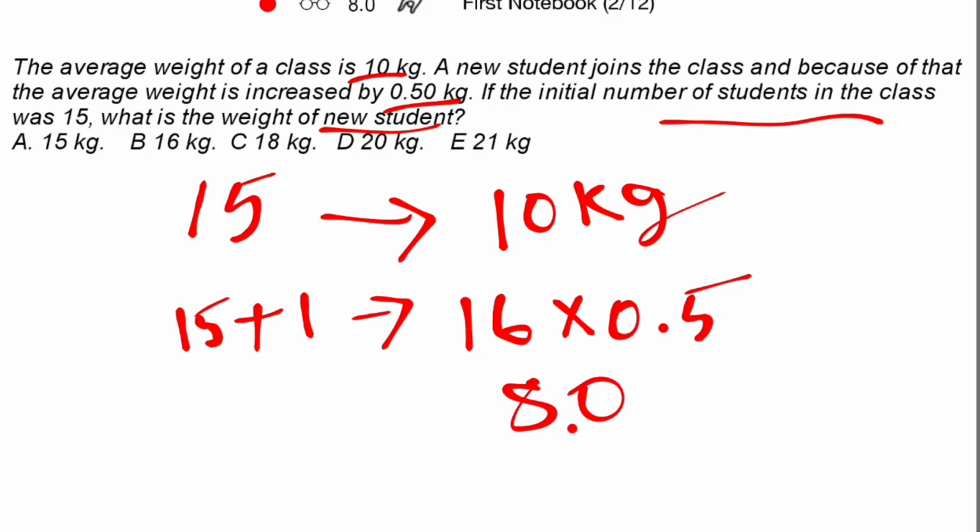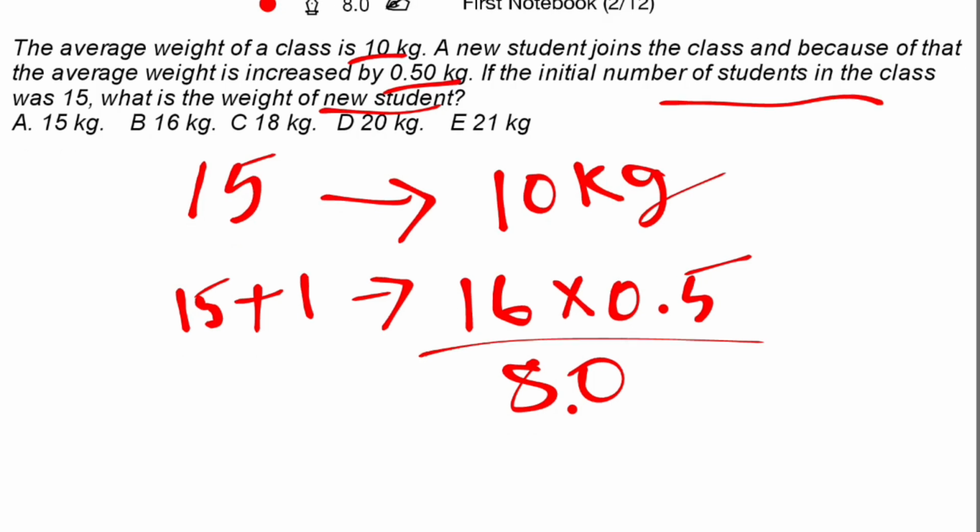Total initial number of students is 15, plus 1 student joined, 15 plus 1 is 16. 16 into 0.5 kg increase. 16 into 0.5 is 8, so the total increases by 8.